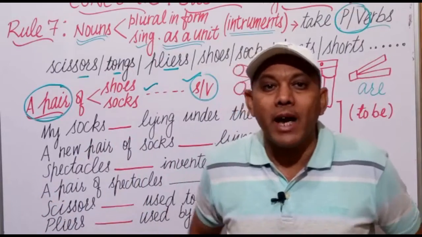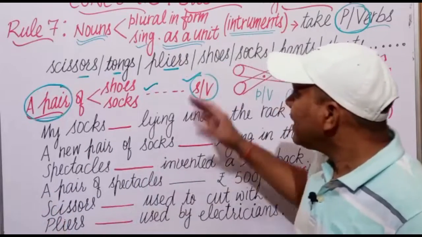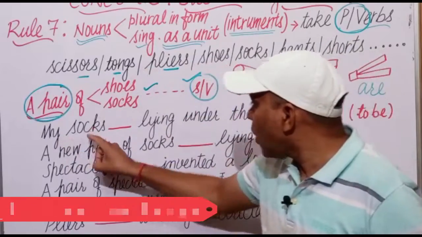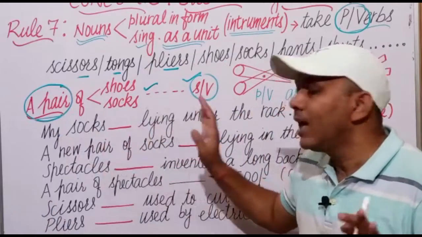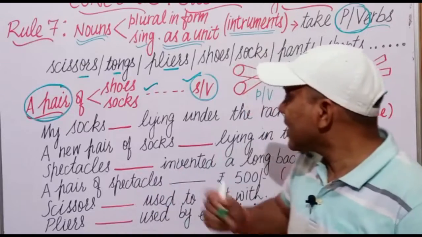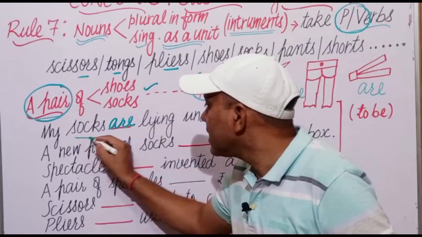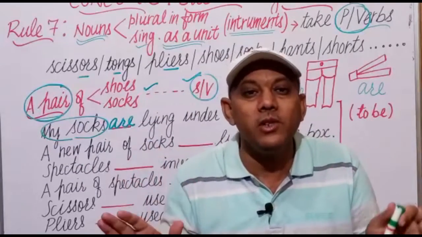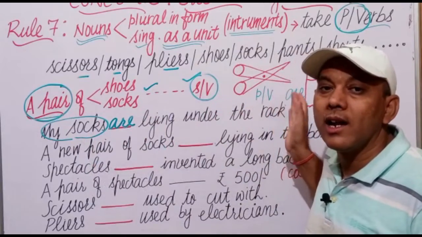For example, my pants are new, not is new. In the same way, let us have some examples. My socks dash lying under the rack. Use the to be form. Is lying or are lying? Of course, are lying. Because this is not a single sock, a single piece of socks can't be used. So, my socks are lying under the rack.